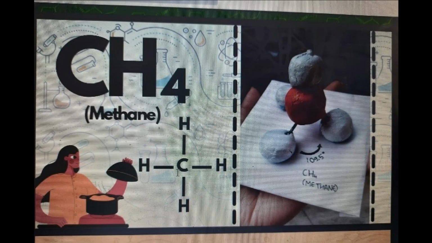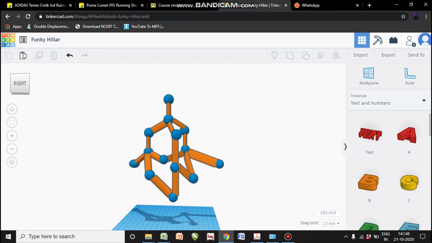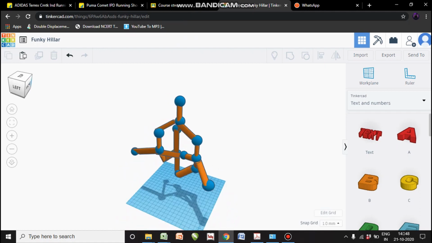Students also created models at their home using clay and stick. Some students created models using online software like Tinkercad.